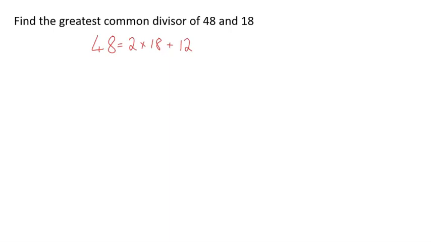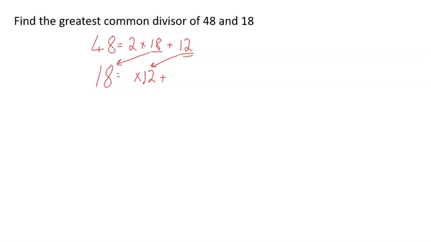What I then have to do is take my divisor and express that as something times a new divisor, which is going to be given by the previous remainder, plus some sort of remainder. You'll notice the divisor from line 1 becomes the dividend here, and the remainder becomes the new divisor there. Then I approach it in the same manner. So 18 equals something times 12 plus something else.